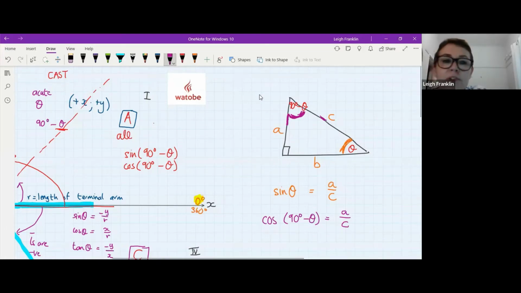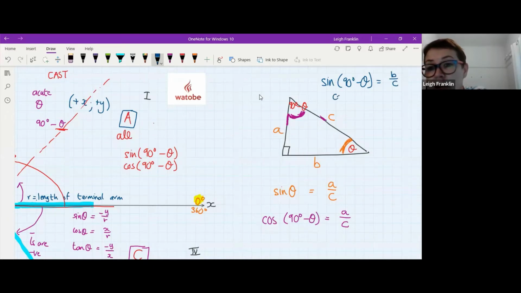Right. If I was doing sine 90 minus theta, which I certainly can do, sine 90 minus theta will be B over C. And incidentally, cos theta will be B over C as well. This is where it comes from. Okay, so can you see in maths, if two things are equal to the same thing, then we must conclude that they are equal to one another.